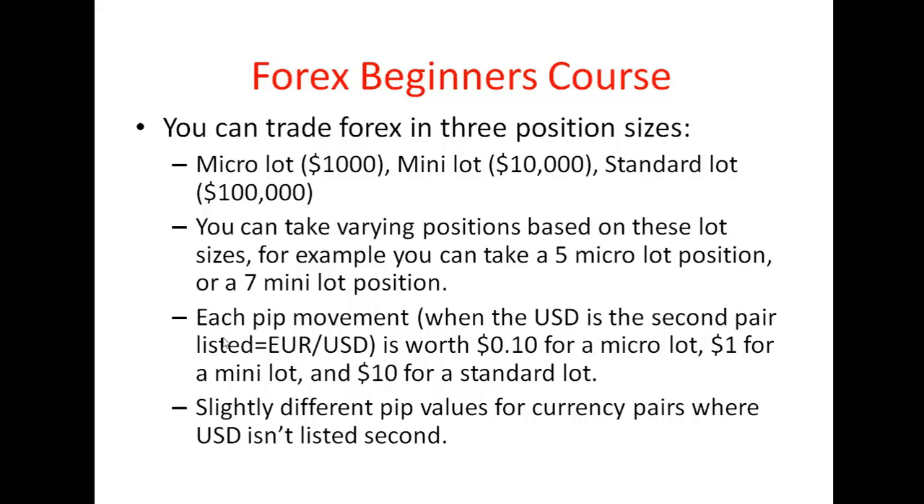That goes for pairs where the USD is the second listed in the pair. If it's not the second listed, then you'll get slightly different pip values. This is standardized for when the US is the second pair listed, but we will have other pairs. As we get into trade examples, we'll look at that and ways to quickly determine what we call the pip value for currency pairs where the USD isn't listed second.